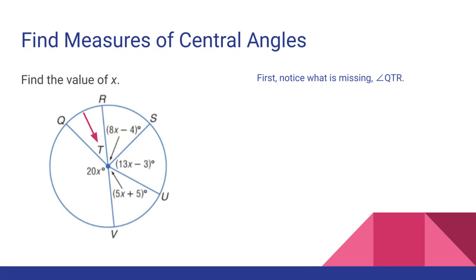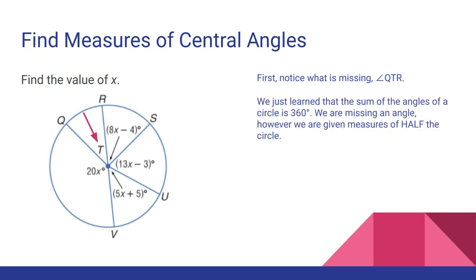Because we're missing that angle, that's kind of going to mess up the fact that we have 360 degrees total in a circle, and we can't just name that angle x because we don't know what x is. So what you can notice is that RV is a diameter, and it cuts the circle in half. So we're missing an angle, however, we're given the measures of half the circle. RV is our diameter, and it cuts the circle in half. That's what we call a semicircle, and half of a circle would equal 180 degrees.